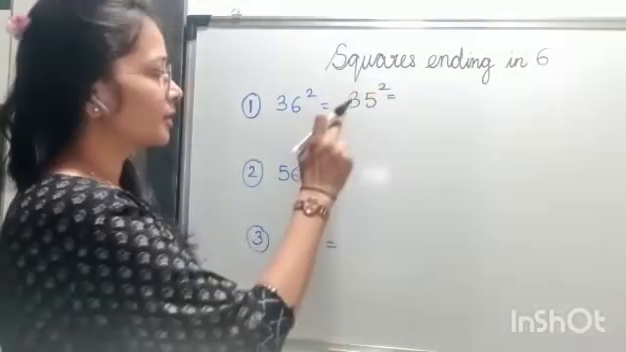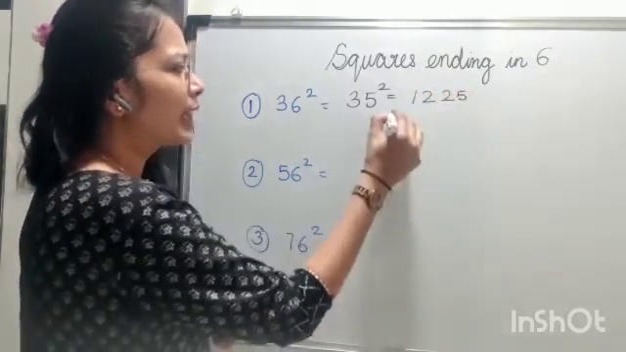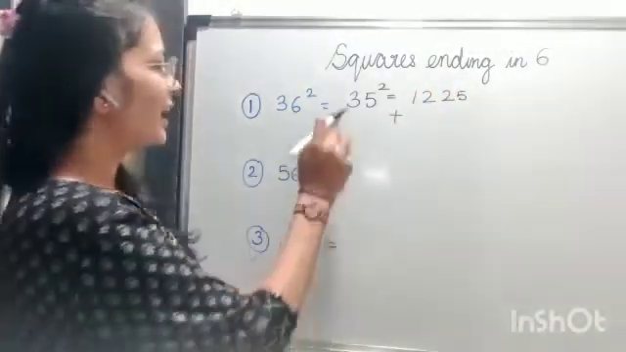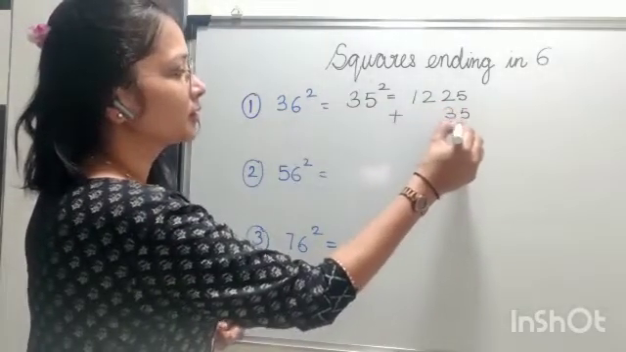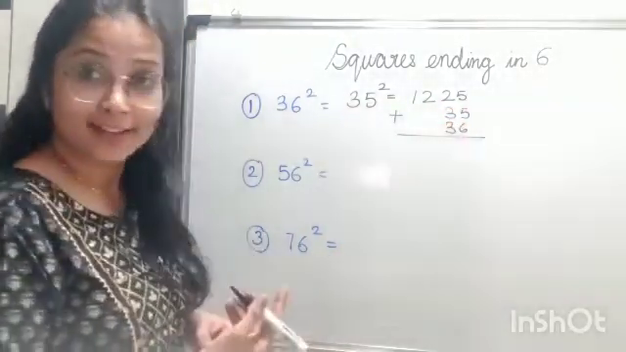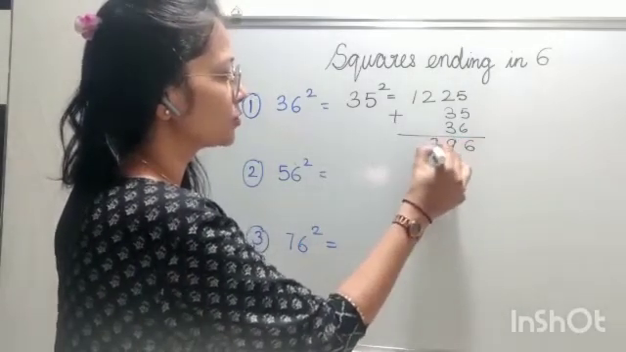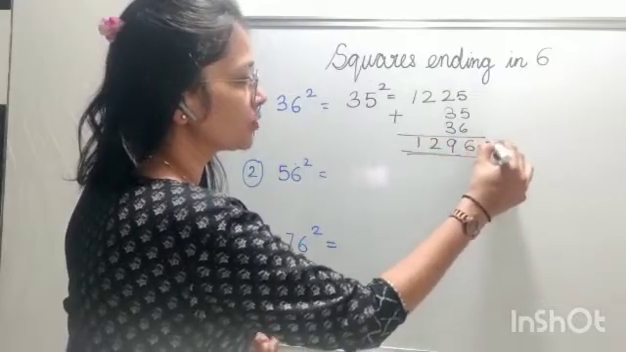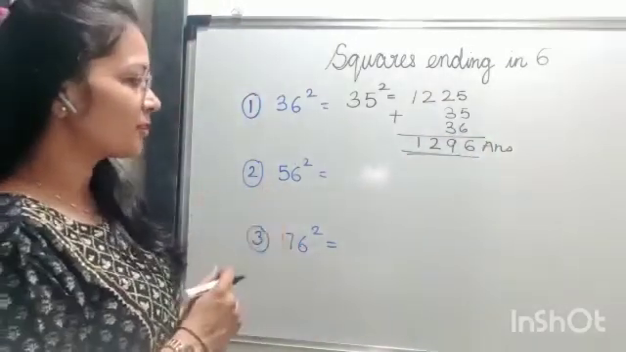So 35 square is nothing but 3 4s are 12 and 25. And simply add the number 35 and the number 36. Hopefully you can get the answer by adding. Is that 1296? And this is your answer. Isn't it very simple? Let's do the same for this.